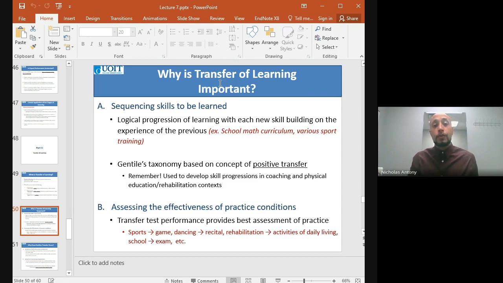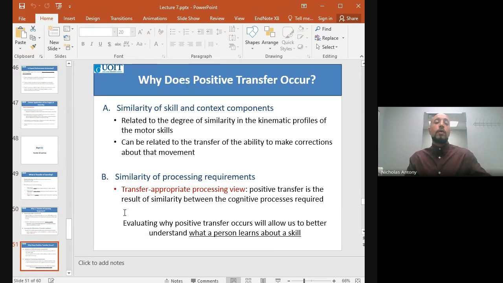Perfect. And so transfer of learning, or positive transfer of learning, is important to understand because it helps us sequence skills to be learned, but it's also used in transfer tests to assess the effectiveness of practice, right? Or to assess learning. Why do you think positive transfer would occur then?